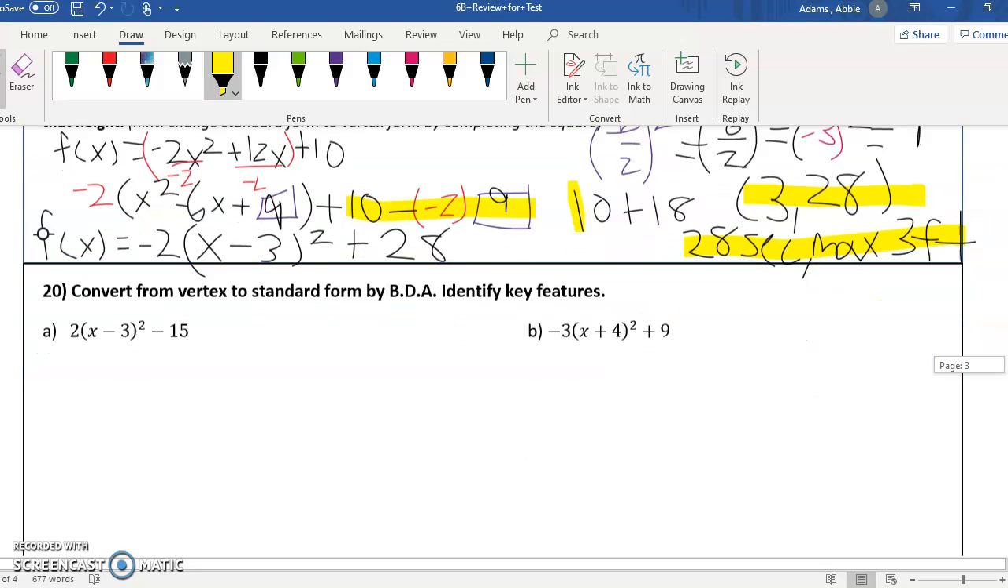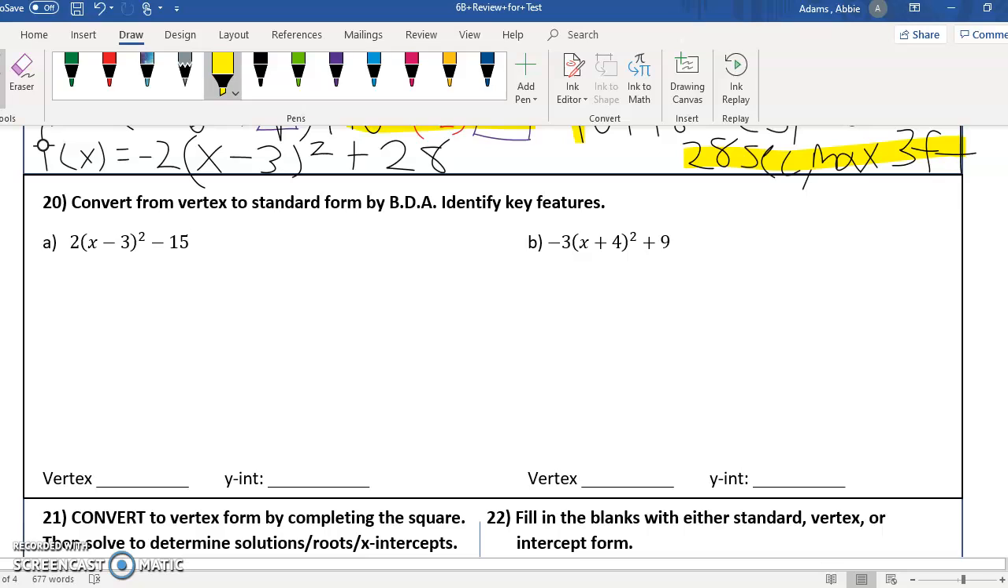Let's go on to problem 20. So 20 is where we're dealing with BDA.